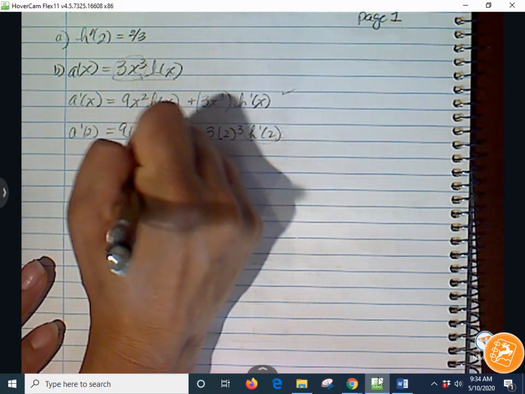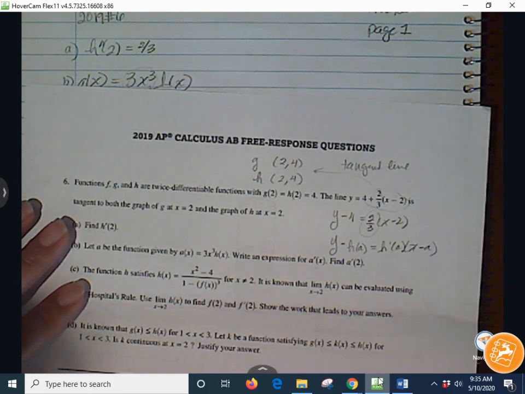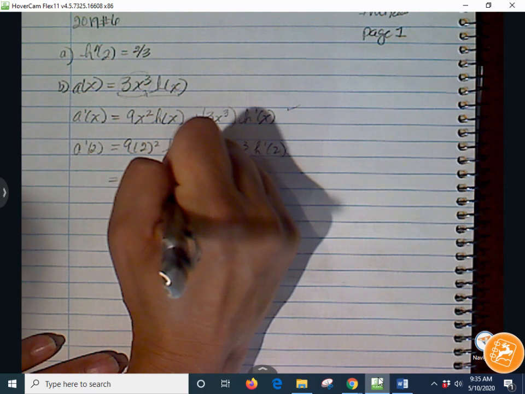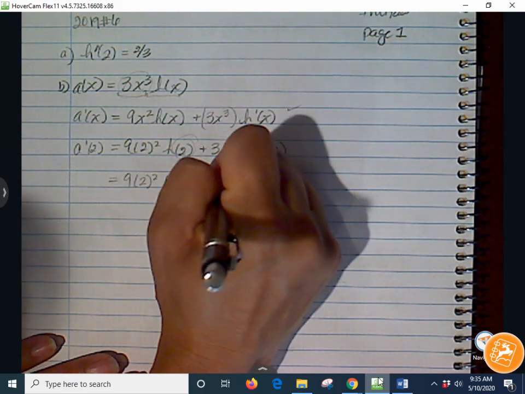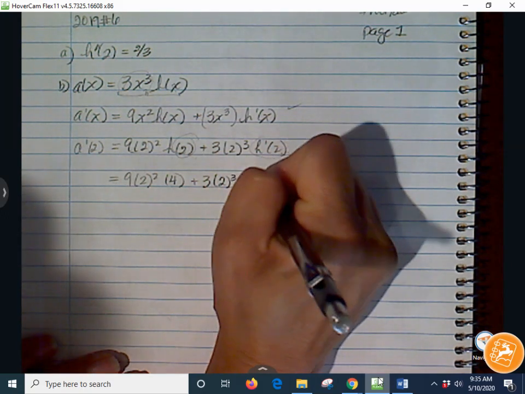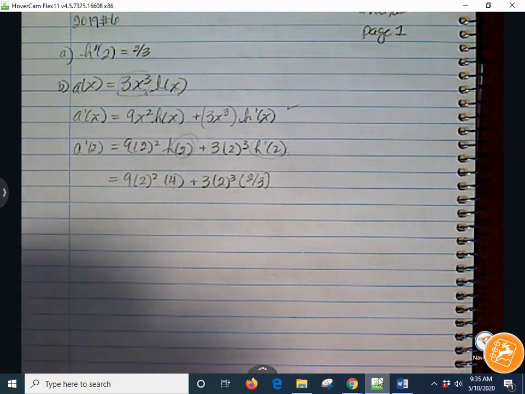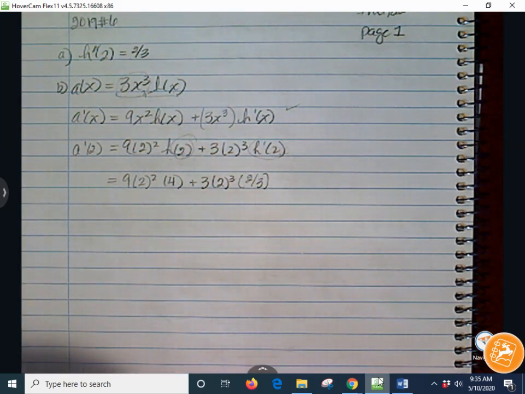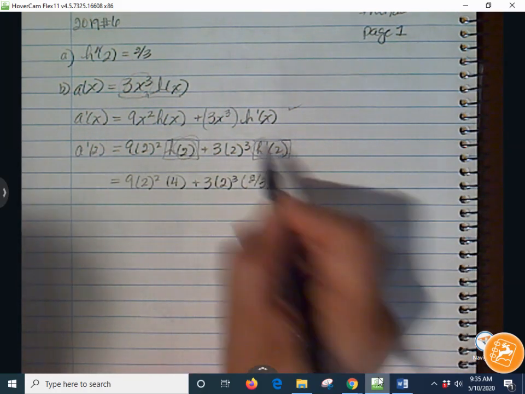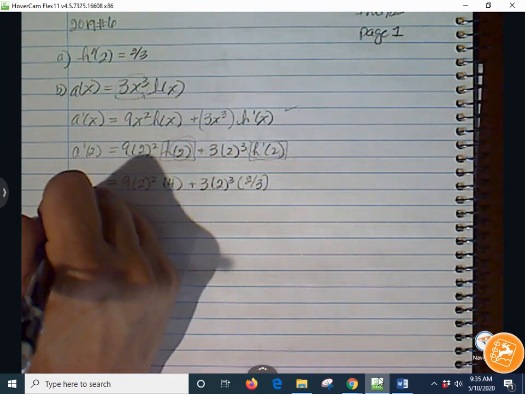I'll say 9 times 2 squared, and what is h of 2? H of 2 is 4, so you're going to substitute that in, plus 3 times 2 cubed, and h prime of 2, we already discussed, is 2/3. And you can leave it like this. You don't need to simplify, okay? For this year's test or the prior year's test, you could have just left it like this. But you do need to evaluate these expressions, okay? Until you get down to this point. All right? So that's the end of that, part B.